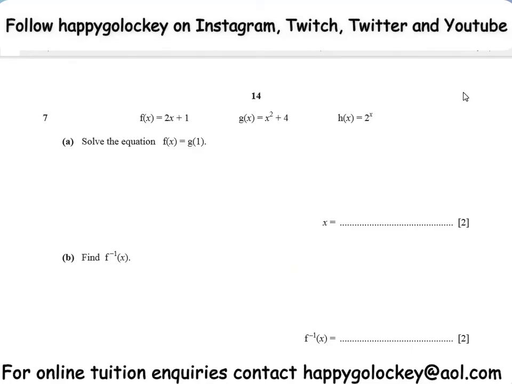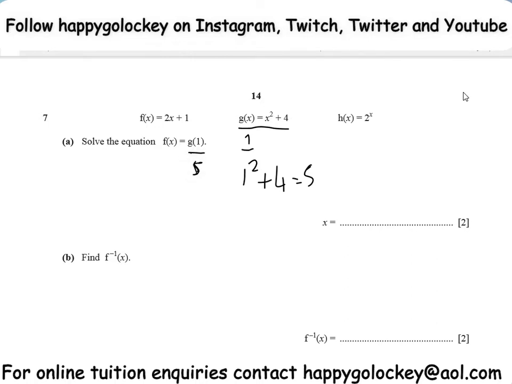Okay, 7a says solve the equation f(x) = g(1). So that's an equation, which means we've got to find out first of all what g(1) actually is, what happens when you put 1 into g, and then we're going to set up the equation. So the first job is, what is g(1)? Well, if 1 goes in for x here, we've got to do 1 squared, because x squared, and x is 1, plus 4. So we know that answer is 5. So g(1) gives us the answer 5.